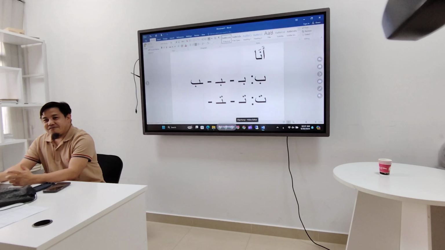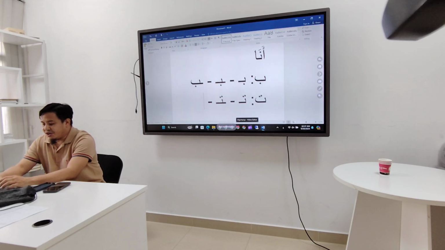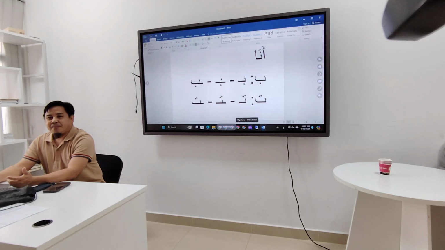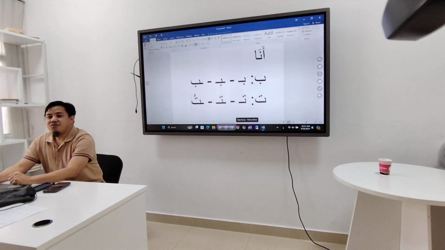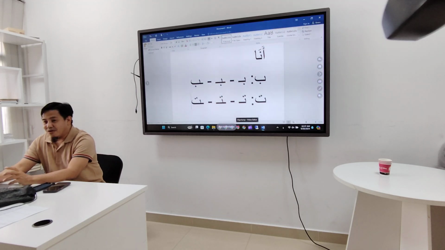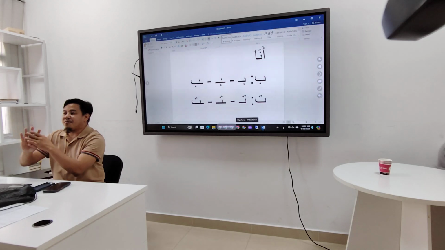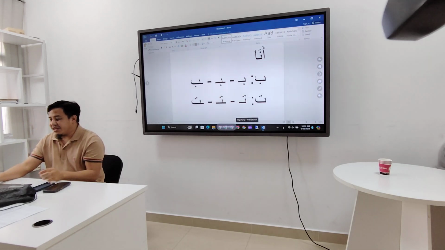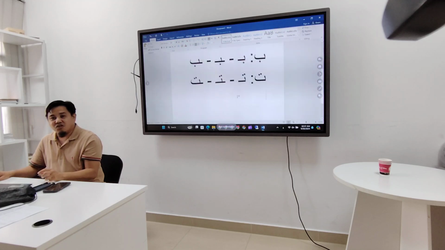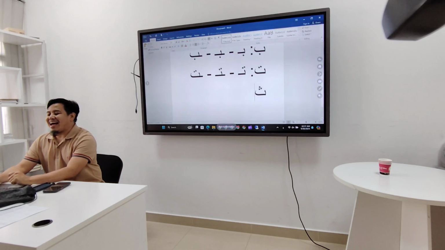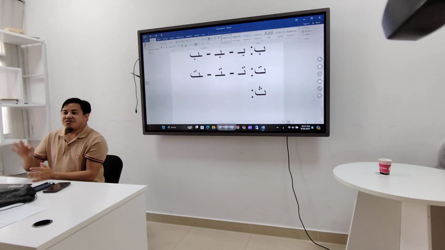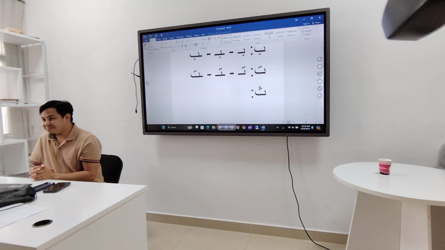Next, the final form of the ta is similar to ba: connector, and then the ta. The same: ta, fatha, a, ta; kasra, I, T; dhamma, U, Tu. Now I want to include the number 4 letter, because it is similar to ba and ta also. What is the number 4 letter of the Arabic alphabet? Tha. Tha has 3 dots on the top.